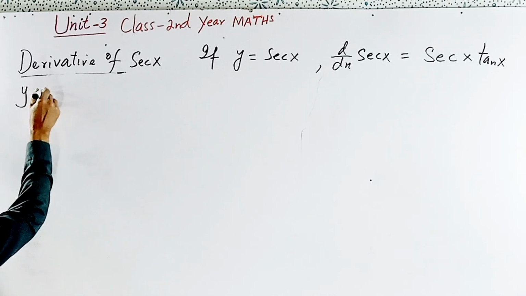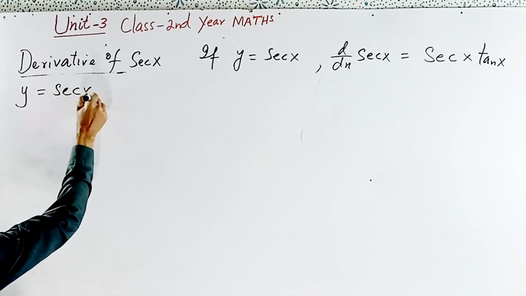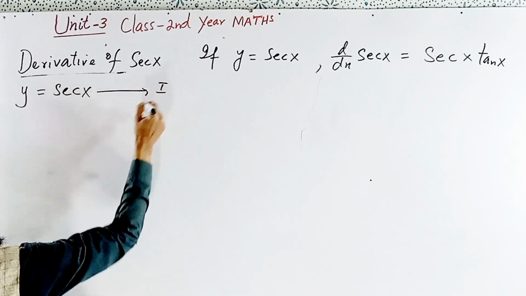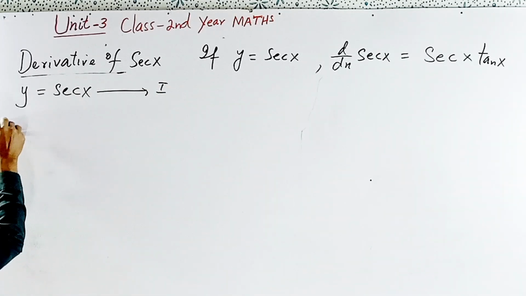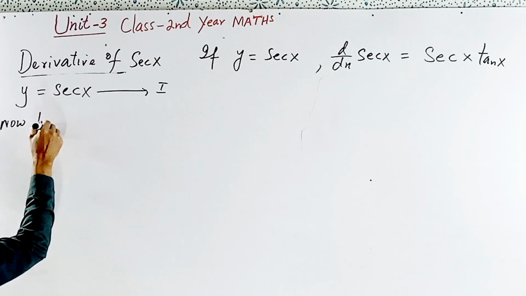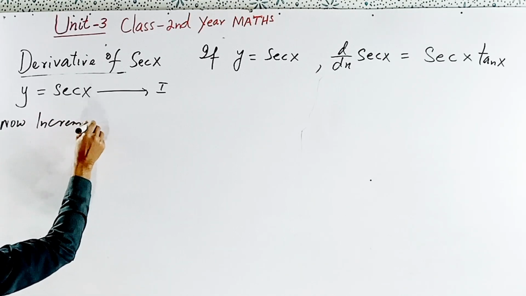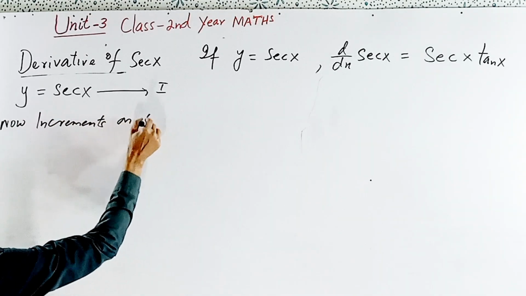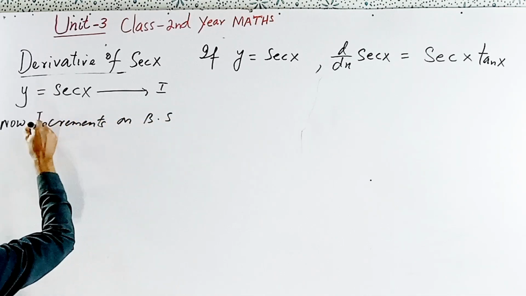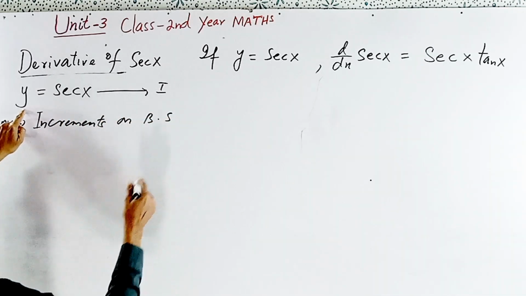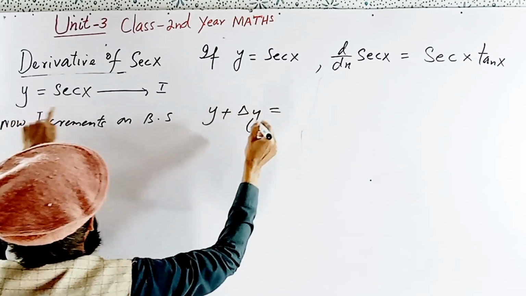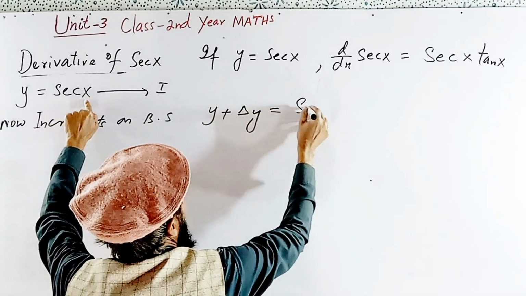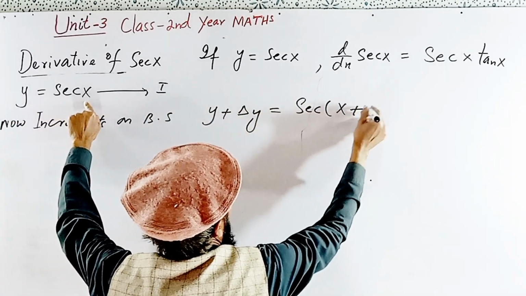y is equal to secx. We call this equation number one. Now adding increments on both sides of this equation. Here for y, we are adding y plus delta y, and here for x, we are adding x plus delta x.